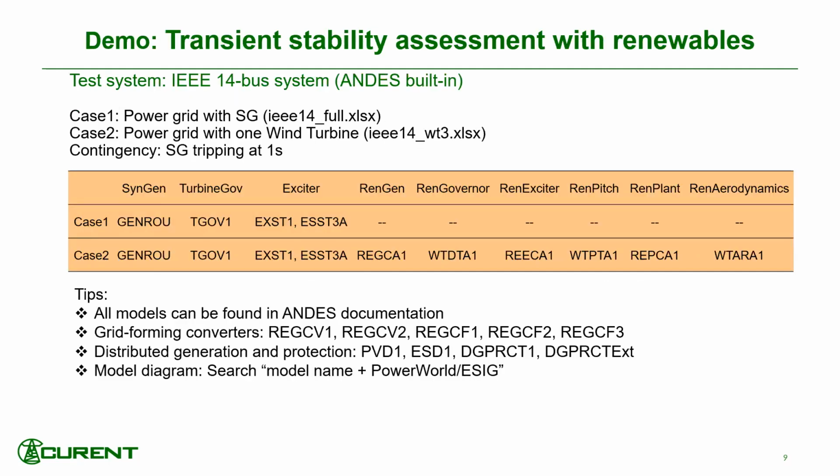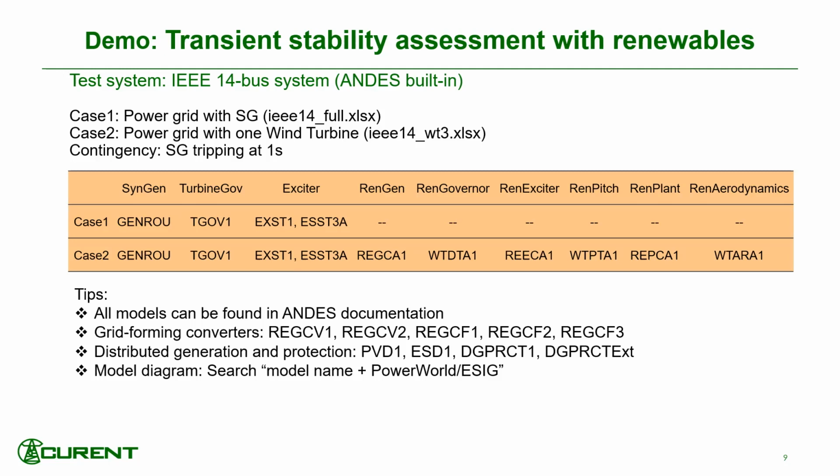Then let's see a detailed case of Andes. We will do the transient stability assessment with renewable penetrations. In this case, we are using the IEEE 14 bus system. This is a built-in case in Andes. In case one, we are using the power grid with synchronous generators, and in the comparison case, we replaced one synchronous generator with a wind turbine. You can find these two cases in the Andes library.